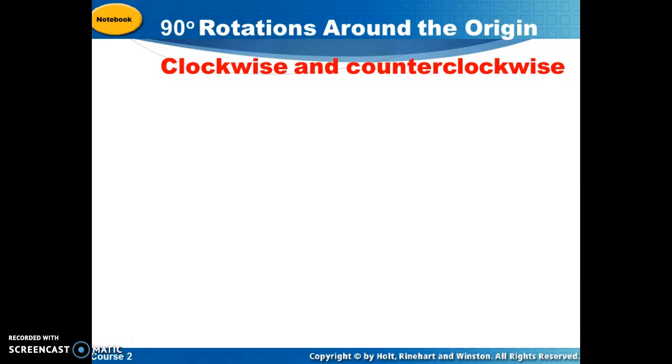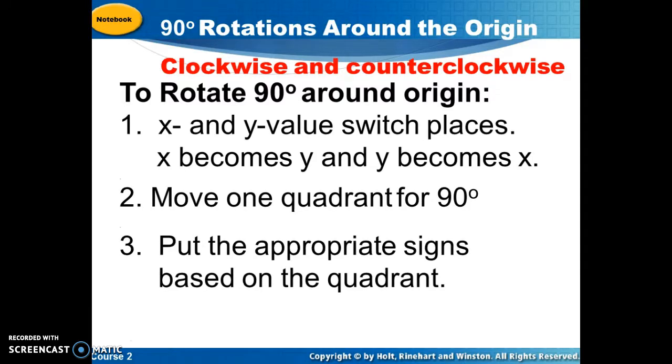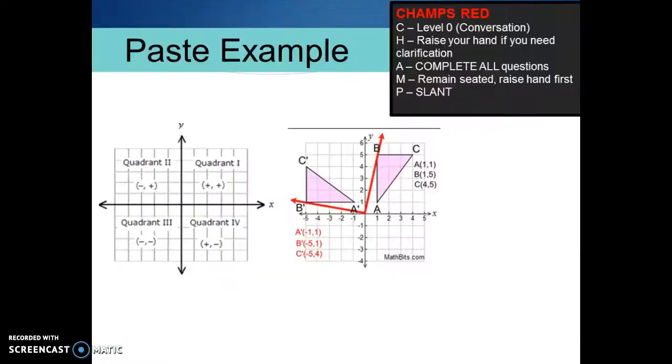In class, we had these notes written. The notes for a 90-degree rotation around the origin work for clockwise, and they also work for counterclockwise. For a 90-degree rotation, step 1, you're just going to swap x and y. X becomes y, and y becomes x. Then you move on to steps 2 and 3. If you're going 90 degrees, you're only moving one quadrant. You need to identify the quadrant so you can put the appropriate signs. I will show you exactly what that means in just a second.